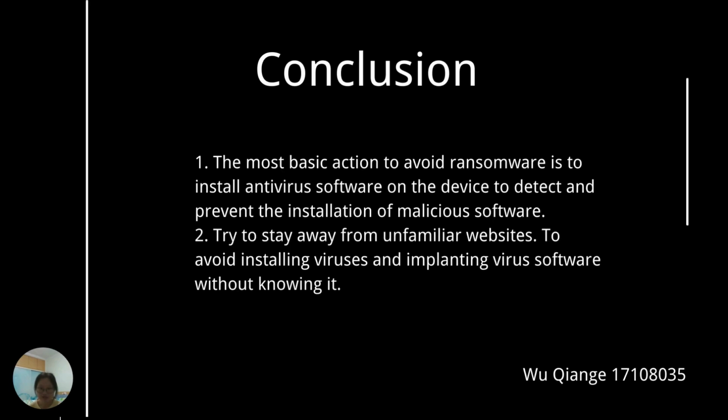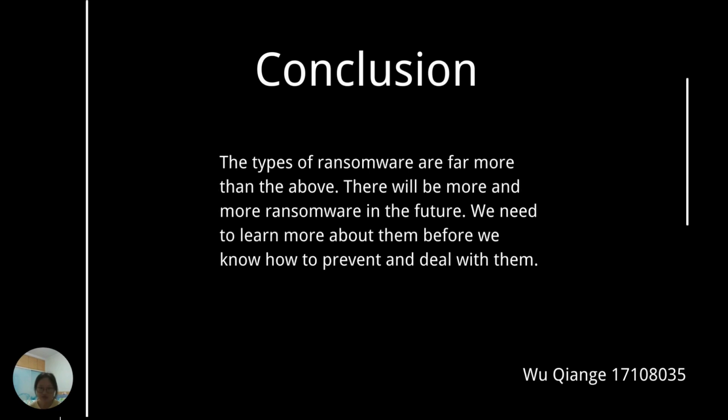The most basic action to avoid ransomware is to install antivirus software on the device to detect and prevent the installation of malicious software. Try to stay away from unfamiliar websites to avoid installing viruses and malicious software without knowing it. The types of ransomware are far more than the above. There will be more and more ransomware in the future. We need to learn more about them before we know how to prevent and deal with them.